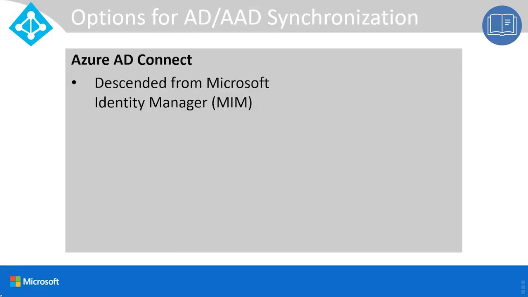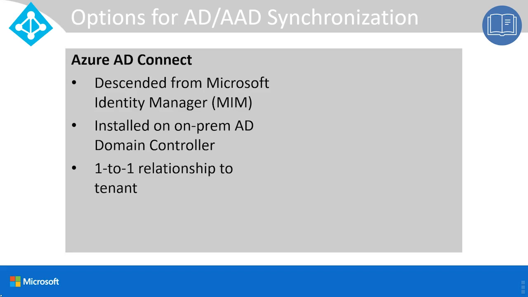Now we're going to talk about managing identity synchronization with Azure Active Directory. There are a couple of options available for managing synchronization. The first is Azure AD Connect. Azure AD Connect is descended from Microsoft Identity Manager, and it's installed to run as a service on an Azure Active Directory domain controller somewhere in your on-prem network. For every Azure AD tenant you're synchronizing, you can have exactly one instance of Azure AD Connect, though you can install a second in what's called staging mode to provide fault tolerance. Once installed, you can configure Azure AD Connect to sync multiple Active Directory forests to your Azure AD tenant.